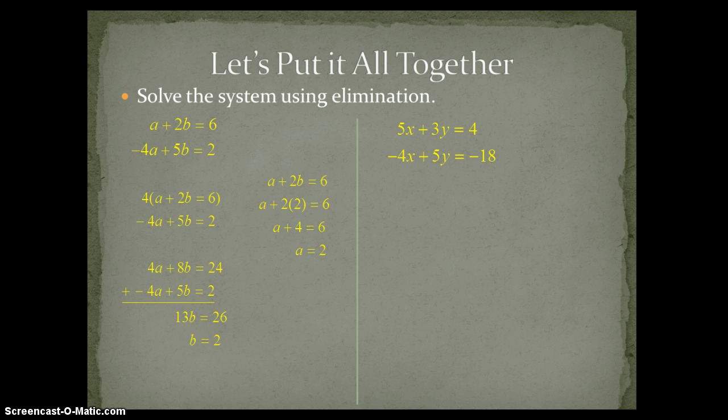I get 2 times 2 is 4, so a plus 4 is 6, and when I subtract 4 from both sides, a is 2. My point is 2, 2.